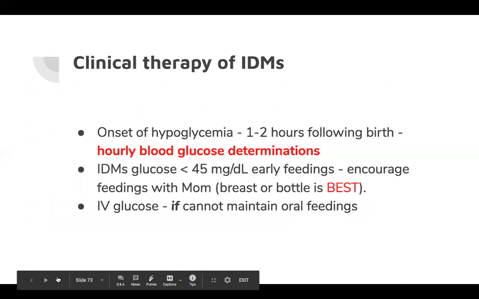Clinical therapy would be monitoring those blood sugars hourly, treating, again, feeding is best, IV glucose if the newborn cannot maintain or take the oral feedings.